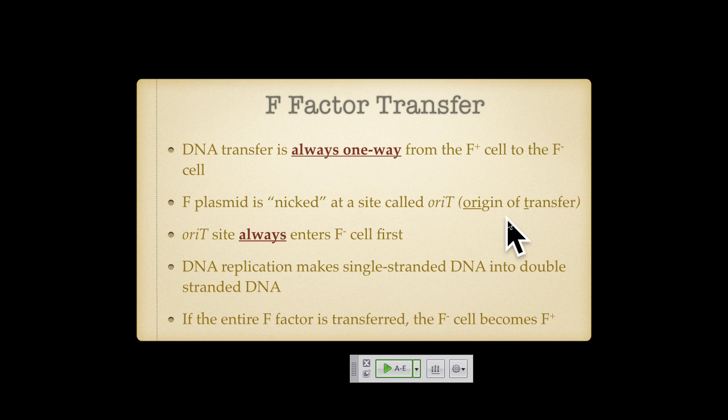Because what's really holding the two strands together? The covalent bonds holding it together? Well, it's just hydrogen bonding. So the bond forces are much, much lower. So what's going to happen is the single strand of that F factor is going to get transferred. If the entire F factor gets transferred, and most of the time it does because it's very small, the F minus cell now becomes F plus. So we're going to start out with an F plus and an F minus, and we're going to end up with two F plus cells.